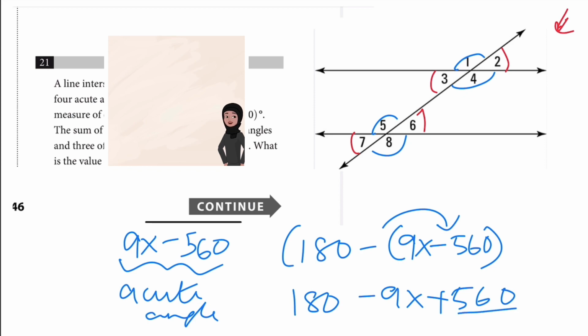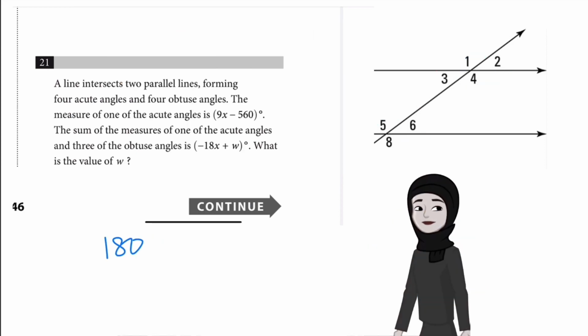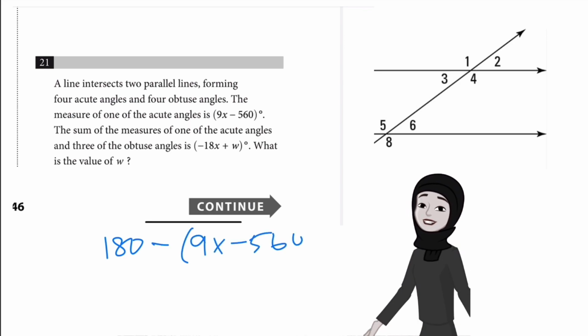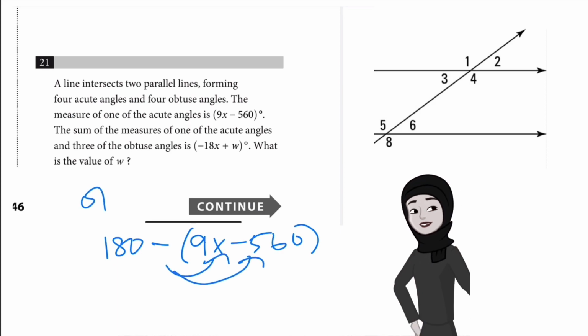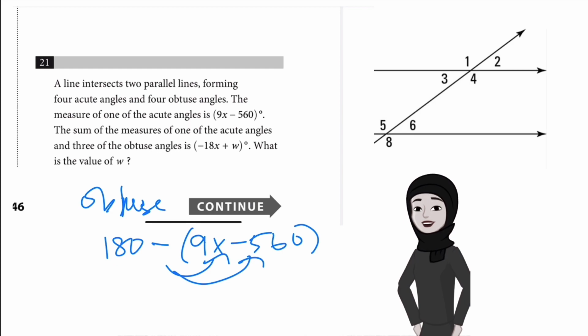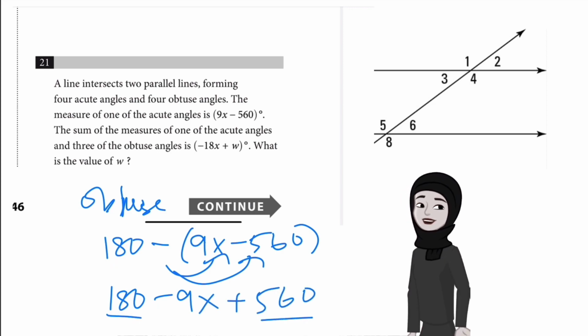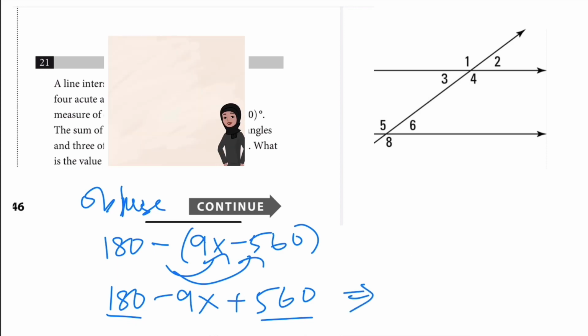Now I can combine this 560 and 180. 180 minus 9x minus 560, I'll distribute the negative sign. I am trying to find the measure of the obtuse angle in terms of x. So I'll have 180 minus 9x plus 560. Combining 180 and 560, that is adding them, I will have 740. So each of the obtuse angles will be negative 9x plus 740.